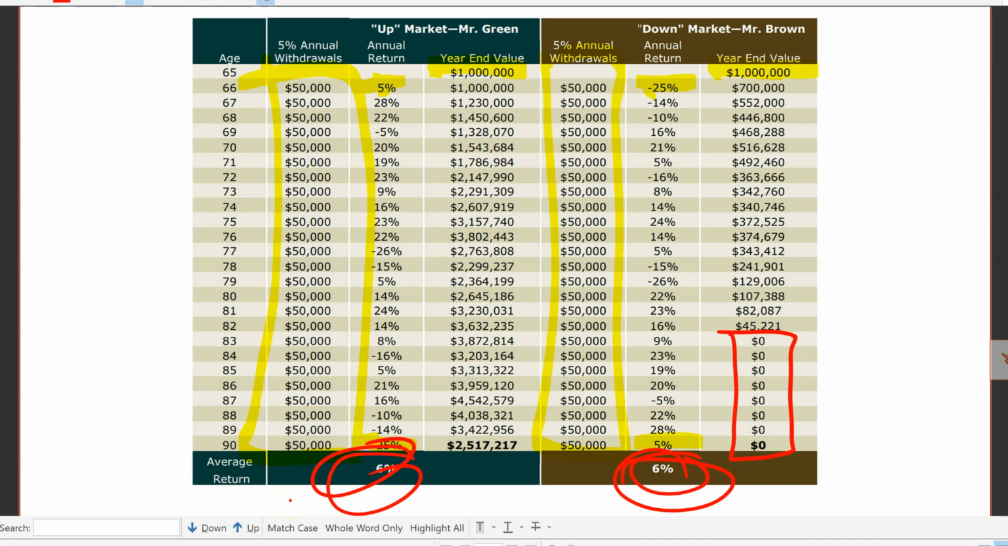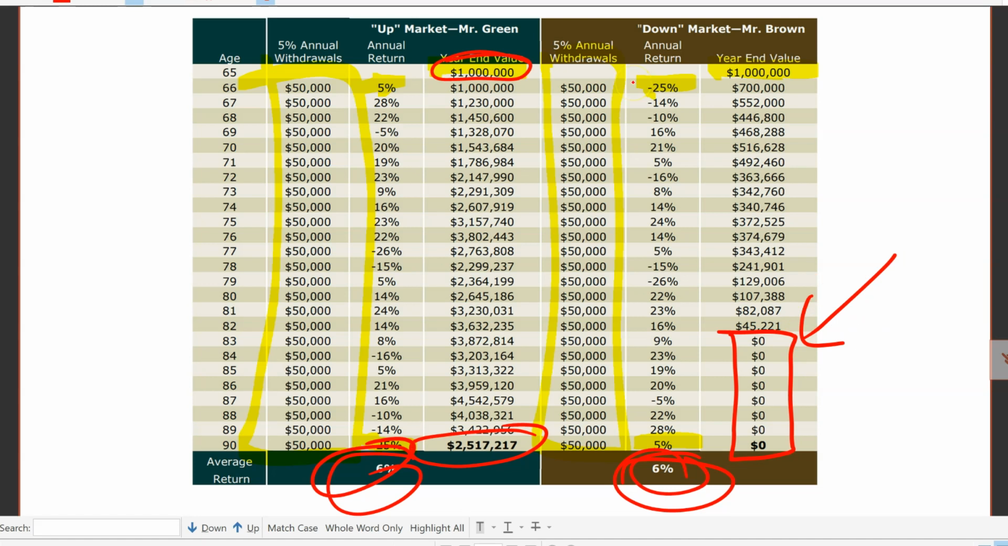Meanwhile, on the left-hand side, we're taking out that $50,000. We started at $1 million and we're actually ending at $2.5 million. We have more money than we started with after withdrawing $50,000 a year. On the right-hand side, we take out the same $50,000 a year, but since we sustained losses early on rather than late, we're actually running out of money at age 83.